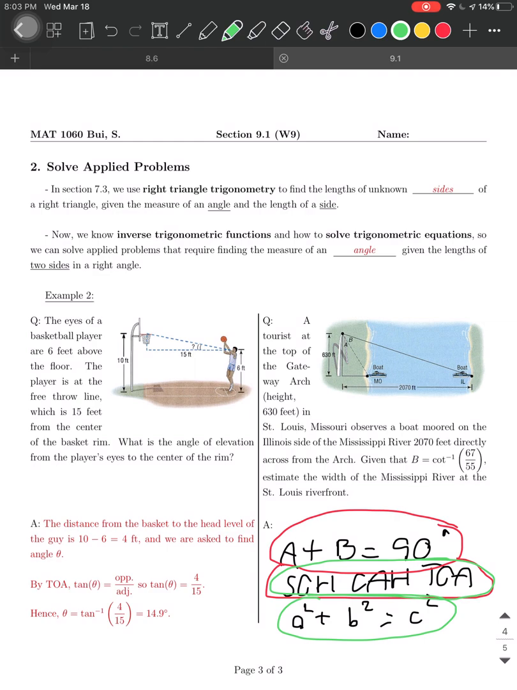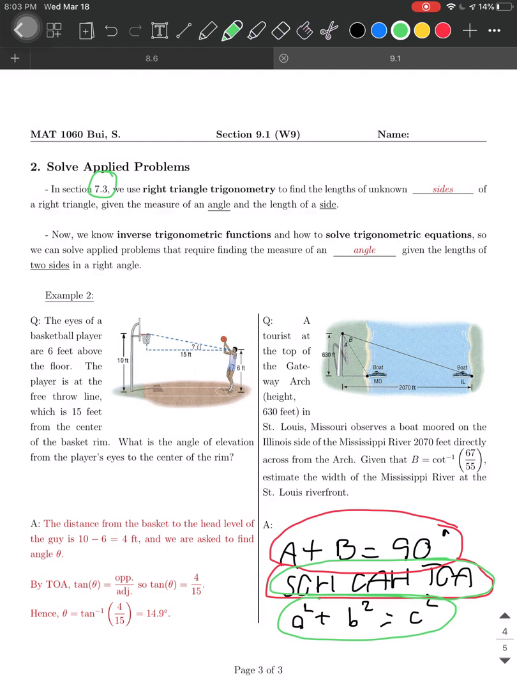So in section 7.3, we use right triangle trigonometry to find the length of unknown sides of a right triangle, given the measure of an angle and the length of a side. This just means that you saw it already. It's something we did in the past, something you had in the first exam. Remember those word problems where you have to use 2 different right triangles and use SOHCAHTOA to solve for each of them? That's the one I'm talking about in 7.3.